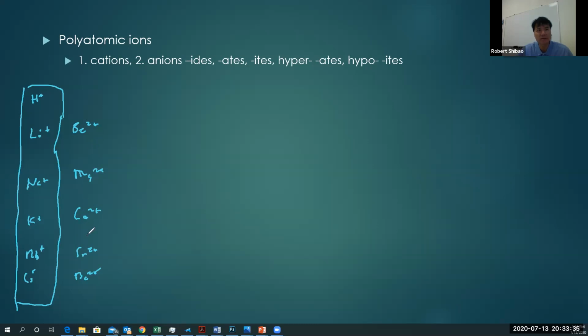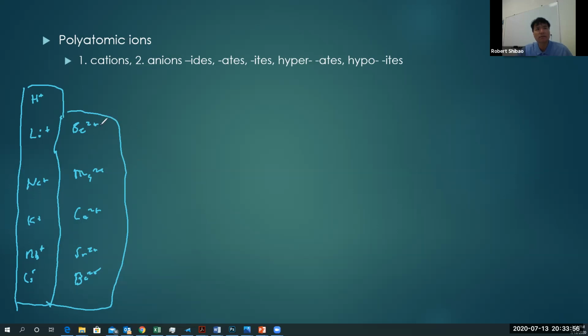Magnesium and calcium are essential. Strontium, there's a lot of radioactive species in strontium. Radioactive isotopes of strontium, I should say. Those are fixed charge. And so the name of these fixed charge ones is just the name of the element plus the word ion, magnesium ion.